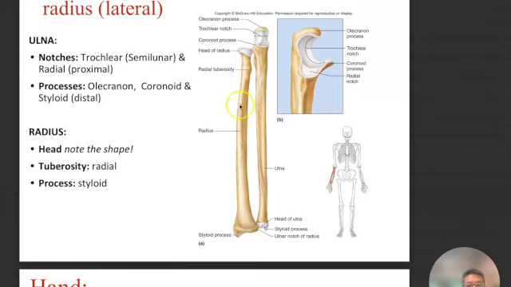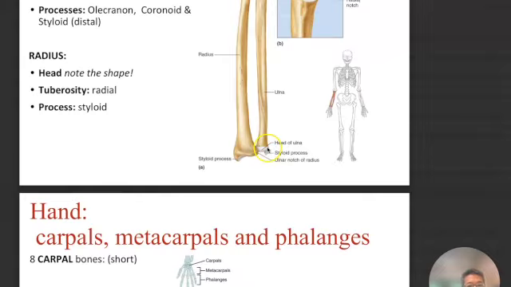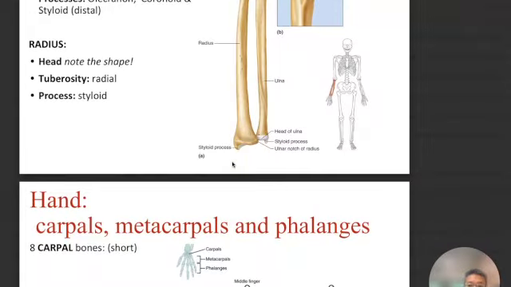So remember, the shape of the radius is small on top and bigger on the bottom, and the ulna has the big hook on top and is little at the end. And they all have a little styloid process. Remember the styloid process in the skull. It looks like a fang.